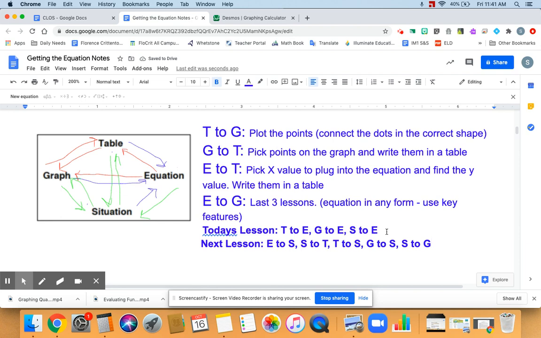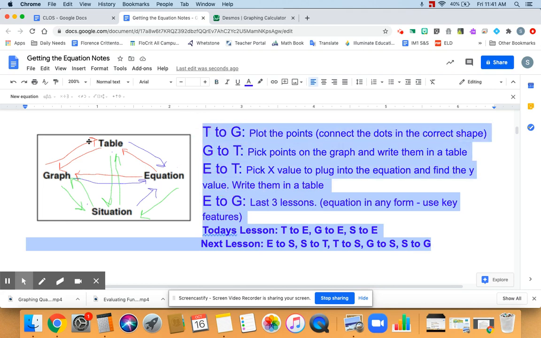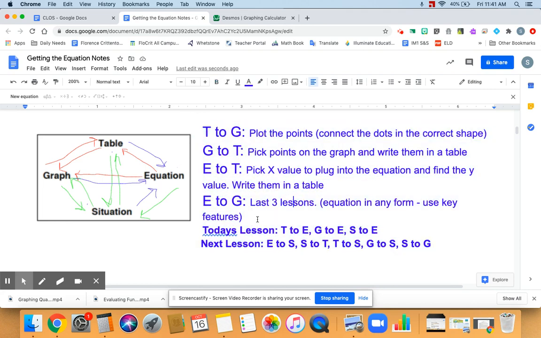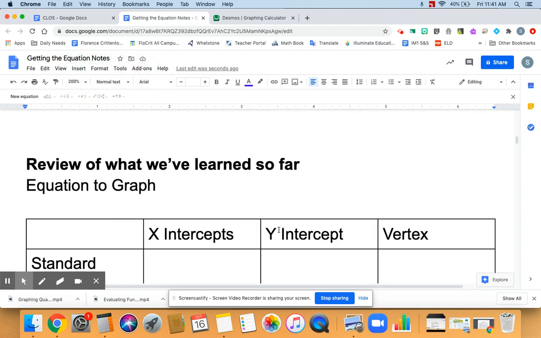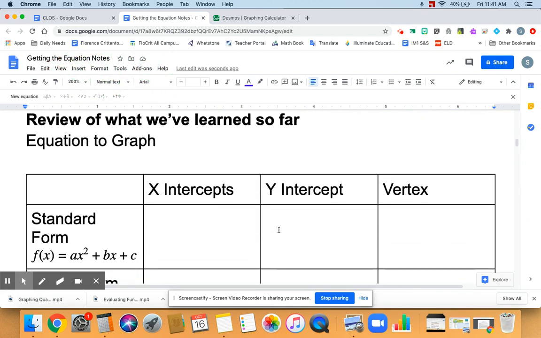So mastering this competency was a big part of this whole unit, is learning how to go from all of them, which is why in the last 3 lessons we focused on this one, and then we're going to focus on the rest of them in the next 2 lessons. So let's review what we've learned so far. So far, we've learned the equation to the graph.